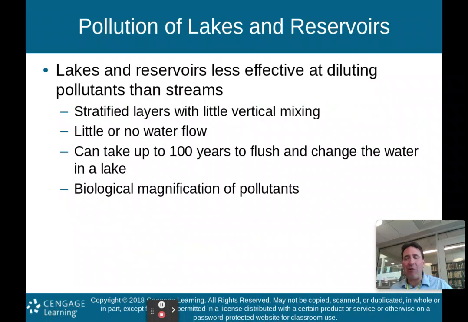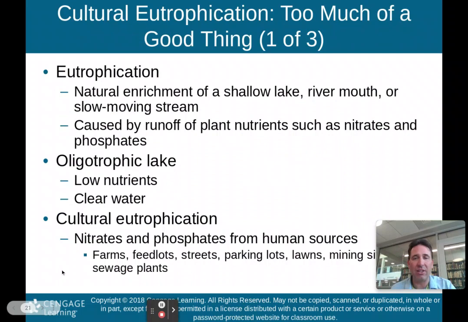All right, lakes and reservoirs, though, a different story. They are less effective at diluting pollutants than streams are. They have stratified layers with little vertical mixing. There's little or no water flow in a lake. It can take up to 100 years to flush or change the water in a lake, all right? So you do have some water coming in and out of a lake, but a river may take a couple of days just to get new water in there, or maybe even a couple of hours, right? In a lake, it could take up to 100 years to change over the water. And of course, you have biological magnification of pollutants that occurs in these lakes or reservoirs.